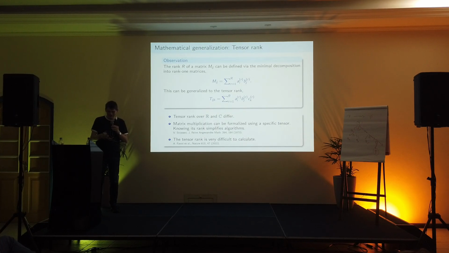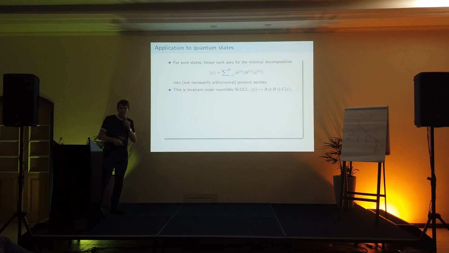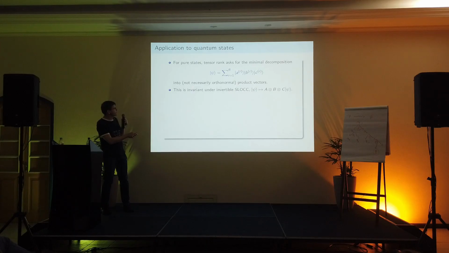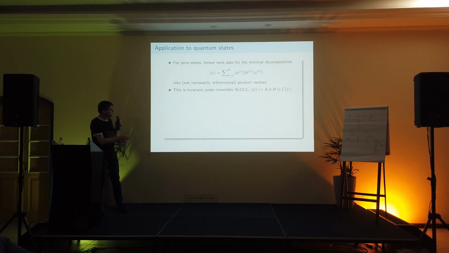But this has physical applications. Why? Let's consider something like this, a pure state. Essentially, this tensor rank decomposition is just asking for such a thing. I take my state and ask for the minimal decomposition in terms of product vectors, which is something like the Schmidt decomposition in spirit. However, these are not necessarily orthogonal. But I can ask how many terms do I need if I want to decompose it into product vectors. And this quantity is obviously invariant under such a transformation, because if you do such ABC, this changes the state, this changes this one, but still you have the same number of terms.